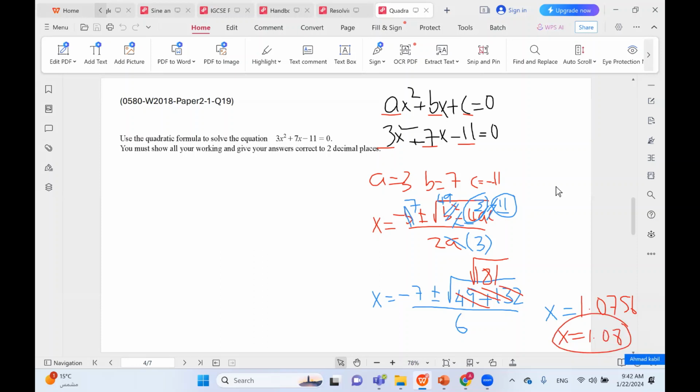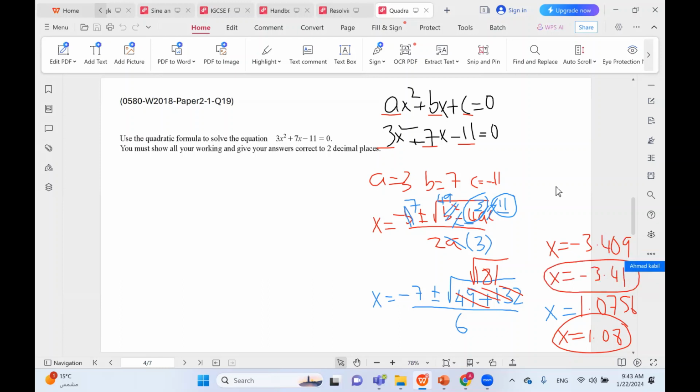And then we try the negative. So we say negative 7 minus radical 181, equal, and then divided by 6. So you get x equals negative 3.408 or 409, which is negative 3.41.